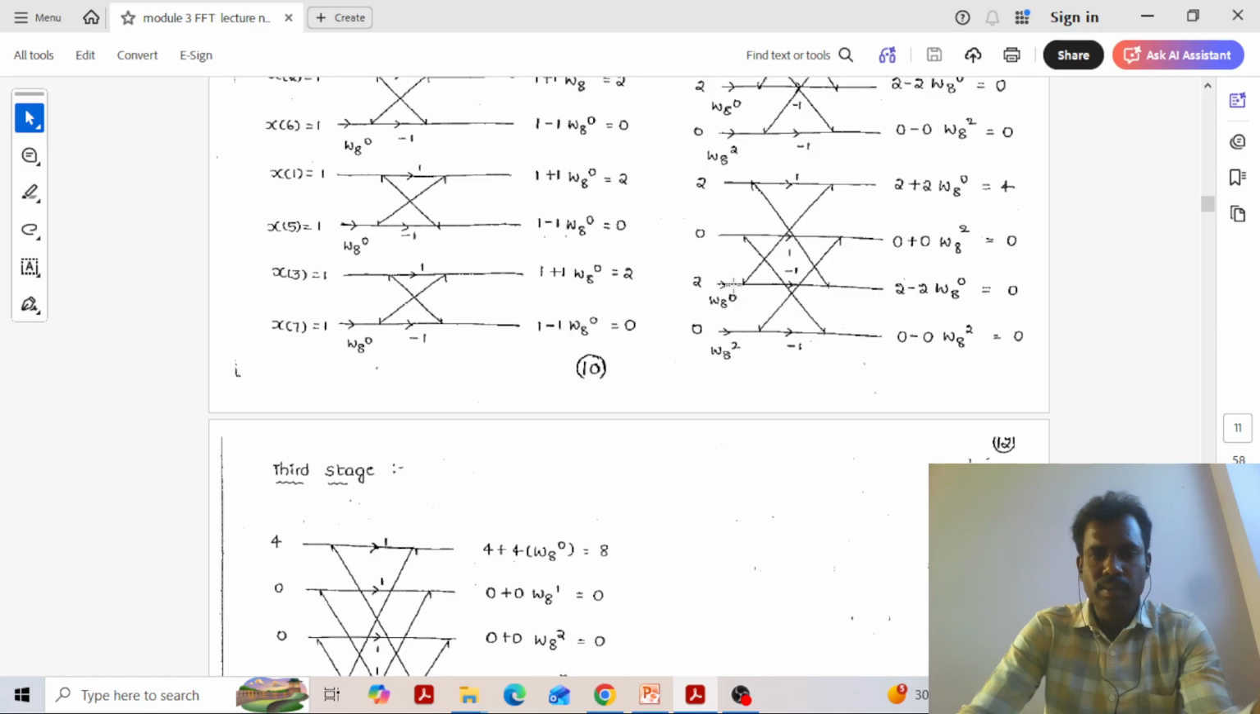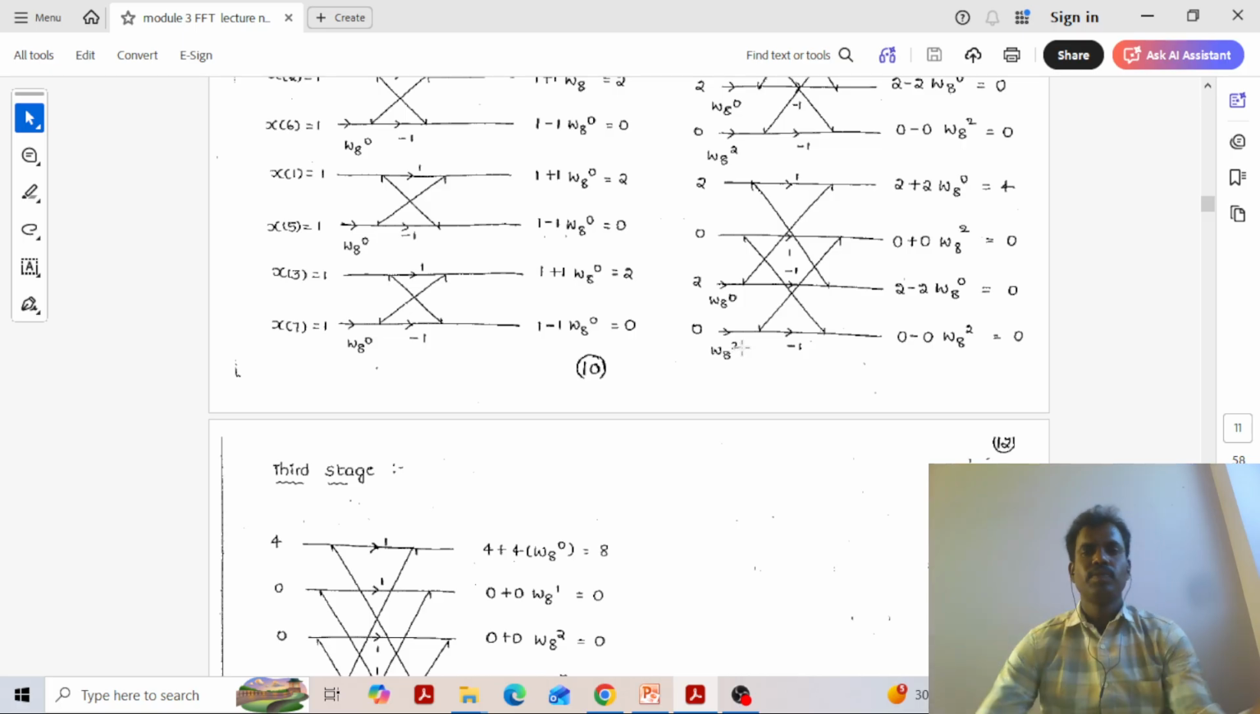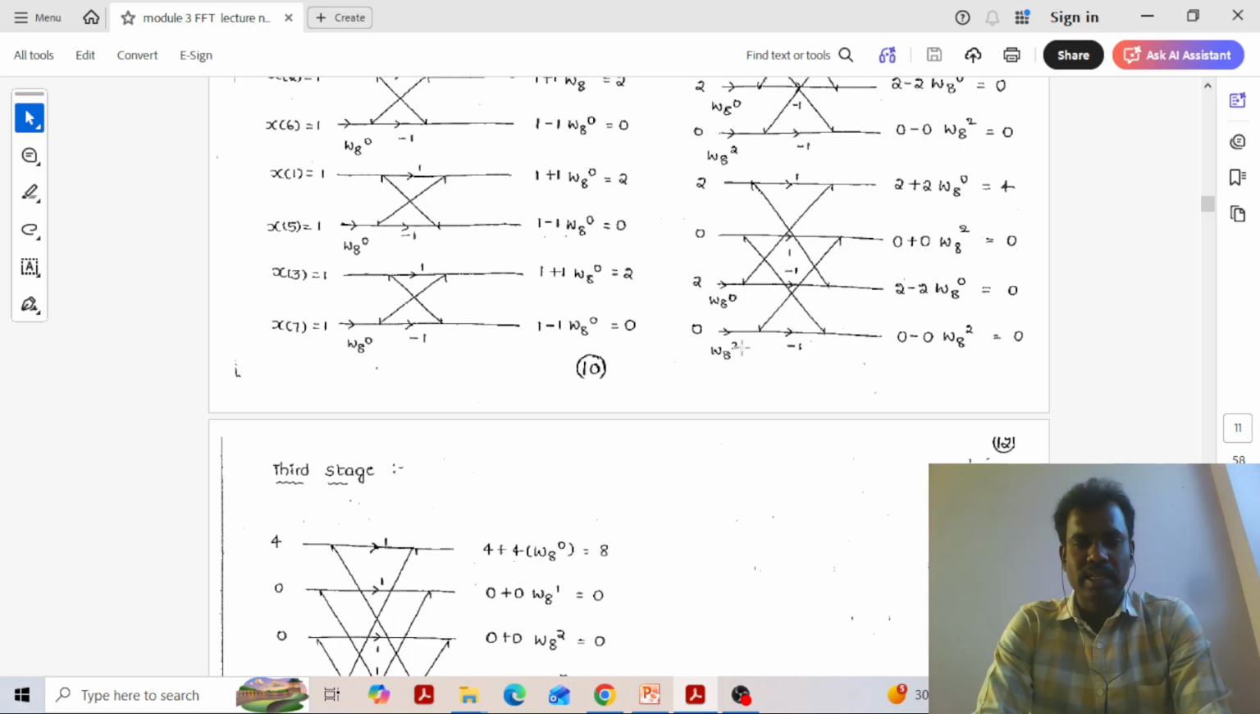Here k varies only over 2 twiddle factors. It is 4 points, so n by 2 means 2 twiddle factors. k varies from 0, 1. So W8 power 2k: k is 0 means W8 power 0, and when k is 1 it means W8 power 2 into 1. So that's the way we want to choose the twiddle factors.